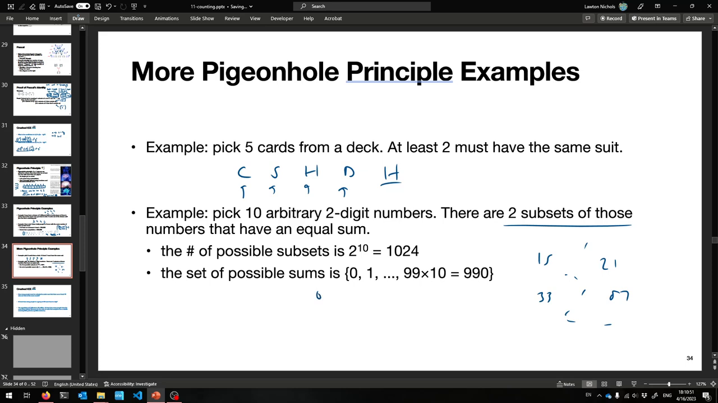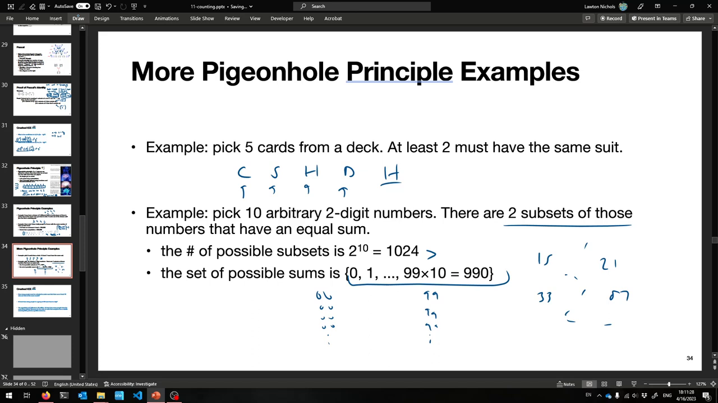And then the set of possible sums of all your numbers, right? If you chose 0, 0, the sum is 0. If you chose all the way to 99, 10 times, or if you chose 0 as all of your 10 numbers, the smallest sum of your subset is 10 zeros, or 10 99s. And so the set of possible sums is 0 through 99 times 10, which is 990. That 1,024, the number of subsets, is greater than the number of possible sums. And so there must be some overlap on at least one sum.